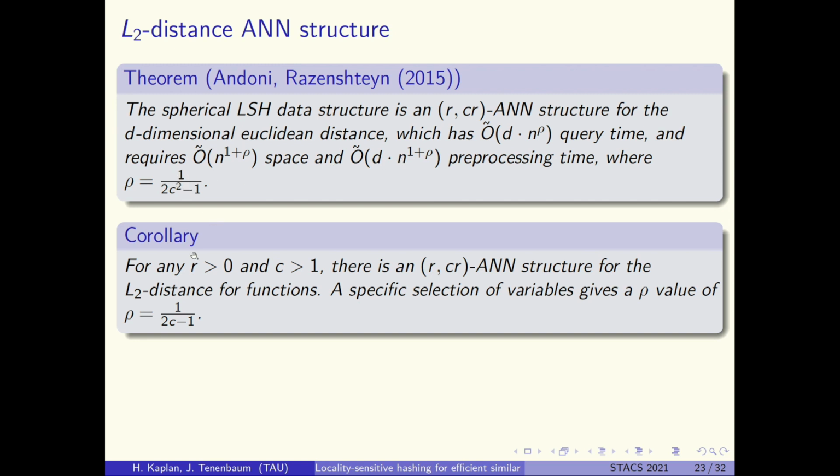From our reduction to Euclidean distances, we get the following corollary. For any R and C, there is an R, C, R approximate near neighbor structure for the L2 distance for functions. Its performance is similar to that of spherical LSH, but a specific selection of variables gives a slightly diminished rho value of 1 over 2c minus 1.